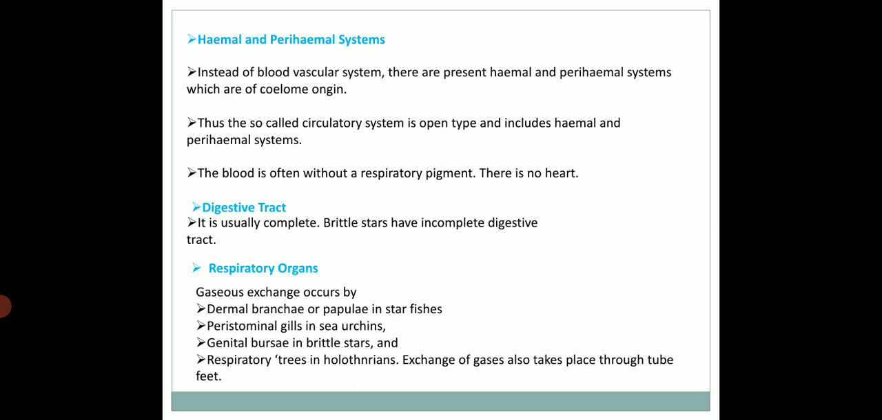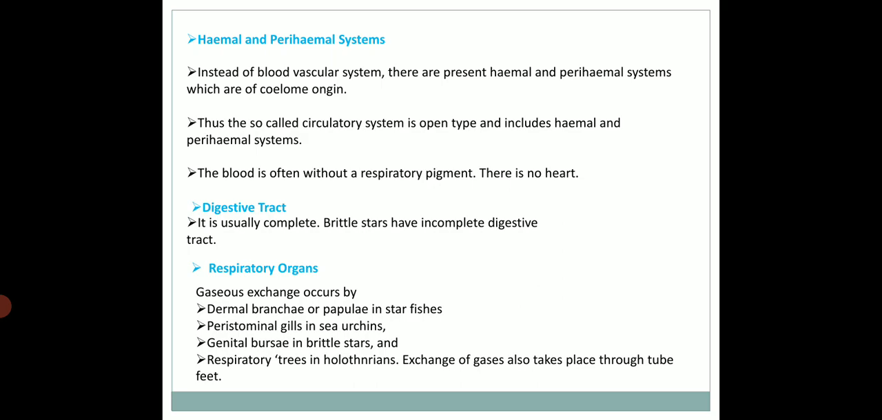Next one is the digestive tract. It is usually complete, and the brittle star, one of the examples of echinoderms, has an incomplete digestive tract.